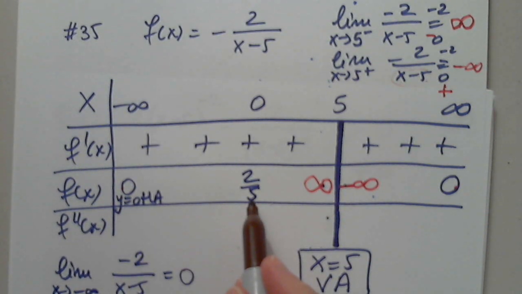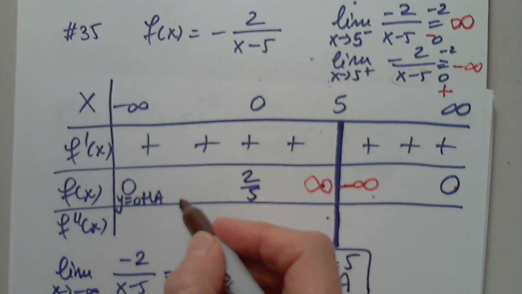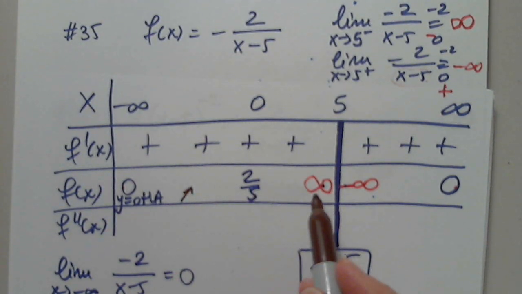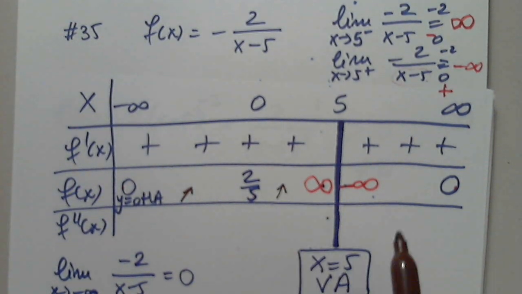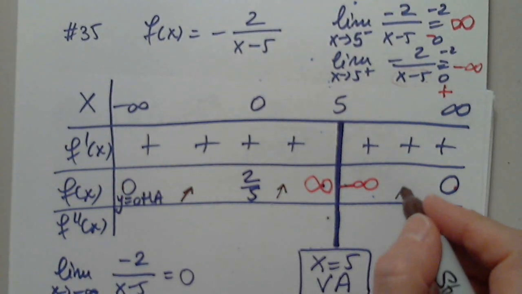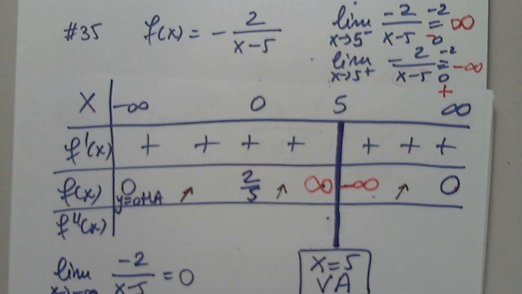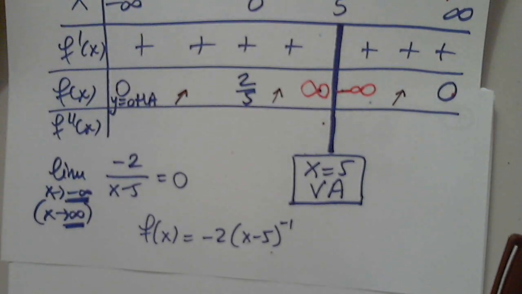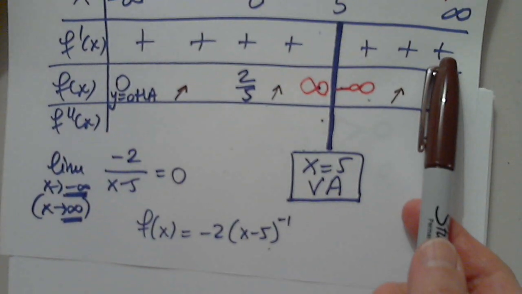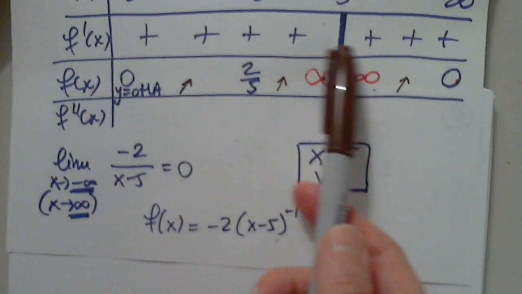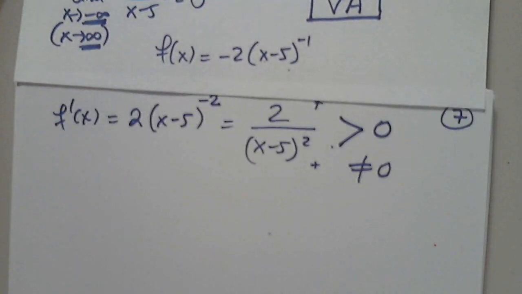From 0 to 2 divided by 5, which is 0.4. Yes, indeed. From 0.4 to infinity, yes. From negative infinity to 0, yes, indeed. Finally, there are no points of max-min. The function is always increasing. In other words, the derivative is always positive. No change of sign.